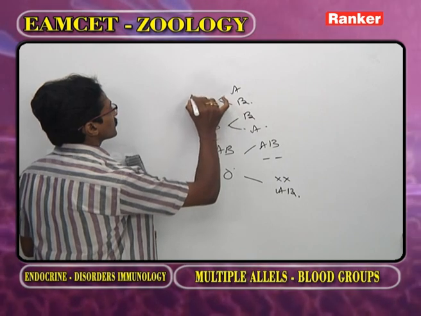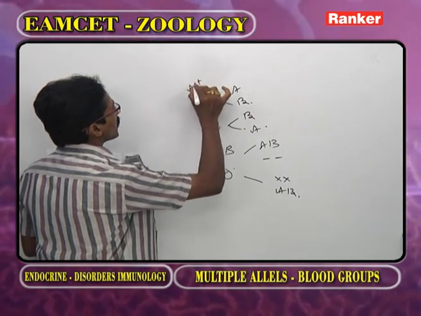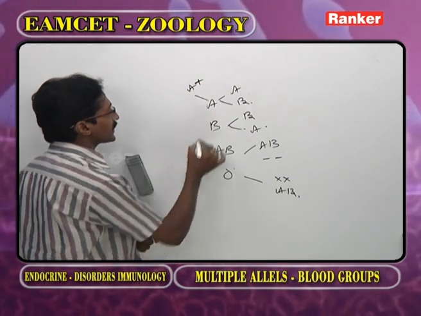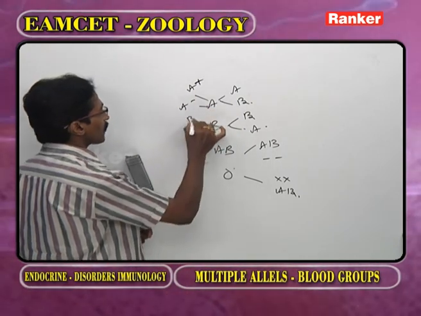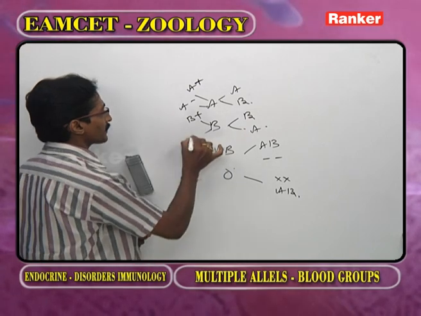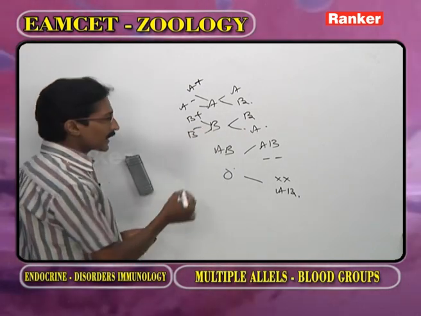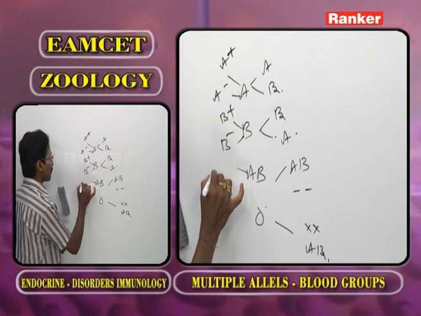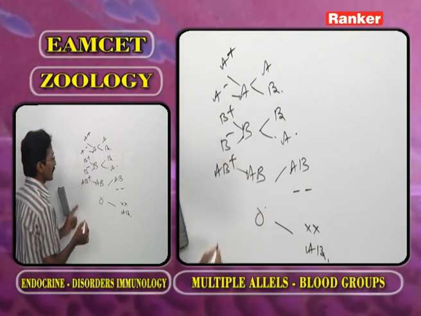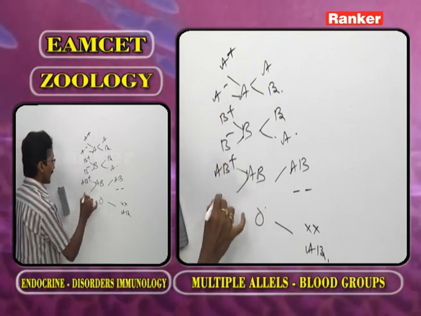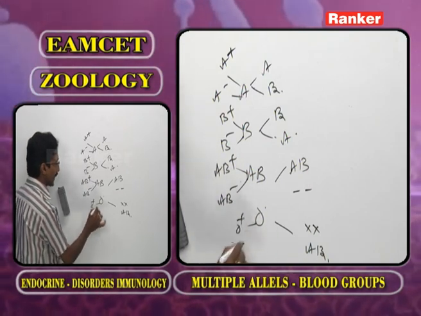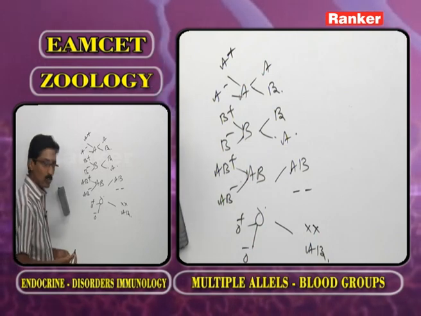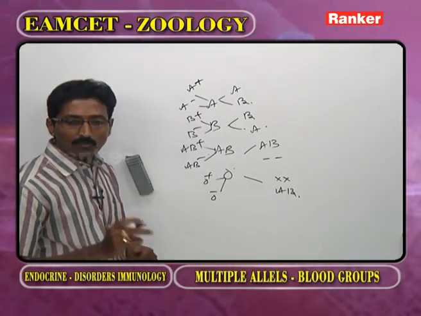A positive means what is present? Rh antigen. A negative means no Rh antigen. B positive means Rh antigen present. B negative, Rh antigen absent. AB positive, that means Rh antigen present. AB negative, no Rh antigen. O positive, Rh antigen present. O negative, Rh antigen absent. Here what are they asking?